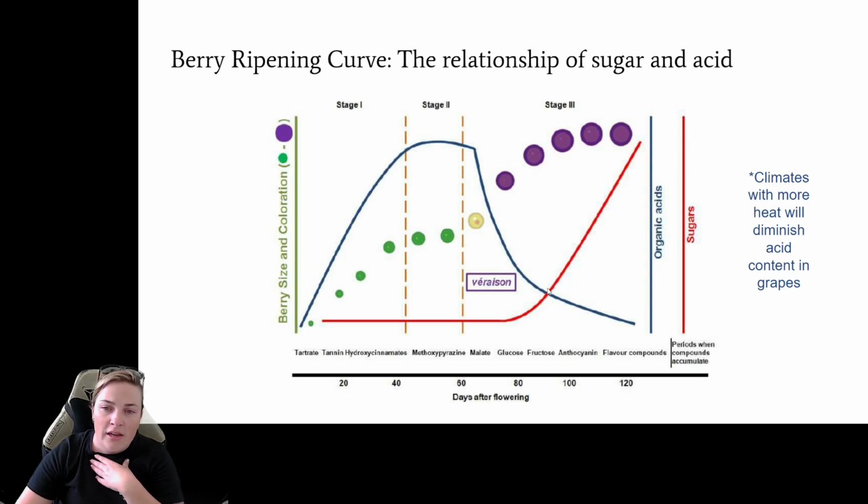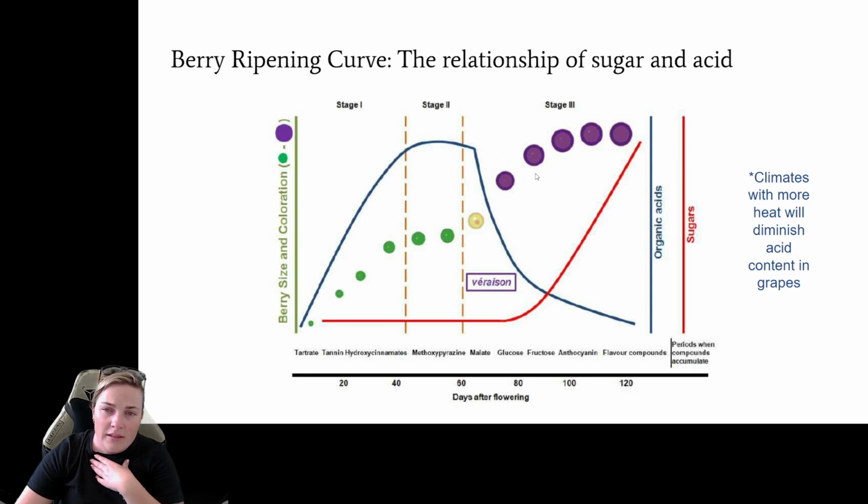So if you're in a cool climate, you're more likely on the left side of this intersection, where acids are high and sugars are low. Then if you're in a hot climate, you're more likely on the right side of this intersection, where sugars are high and acids are low. So, yeah, hopefully that helps.